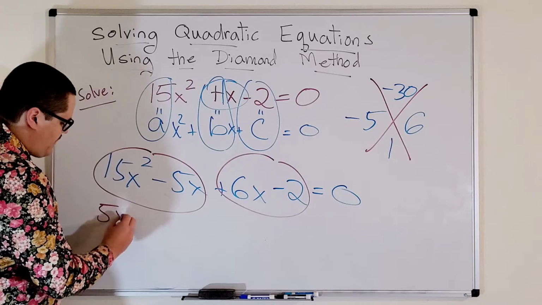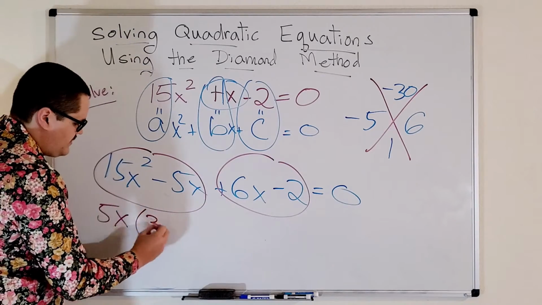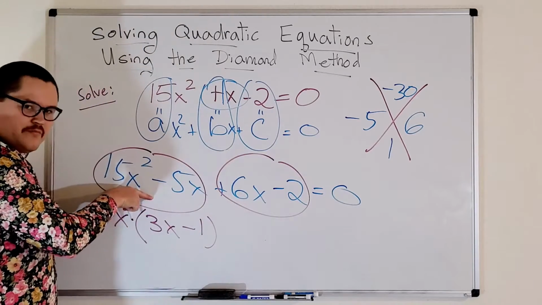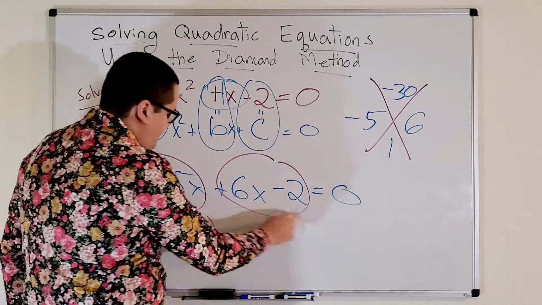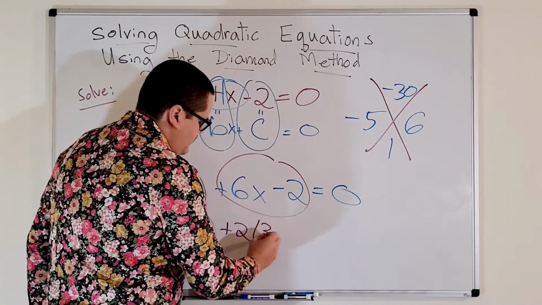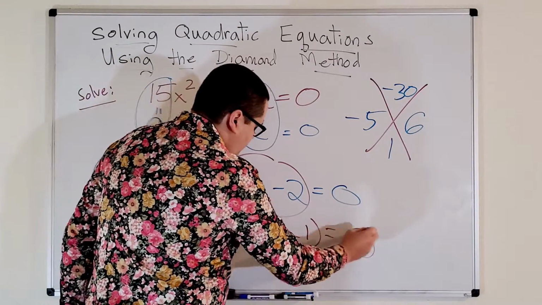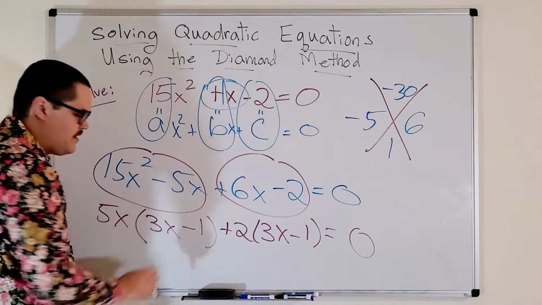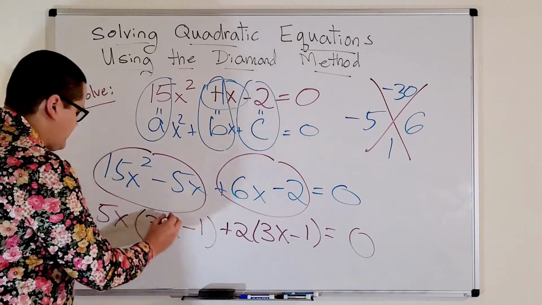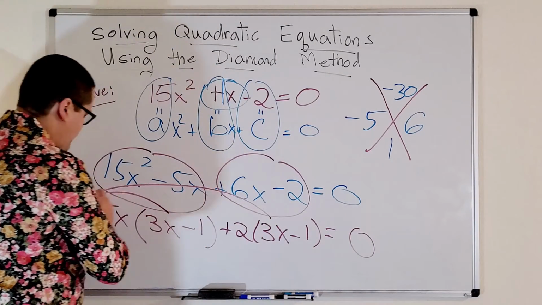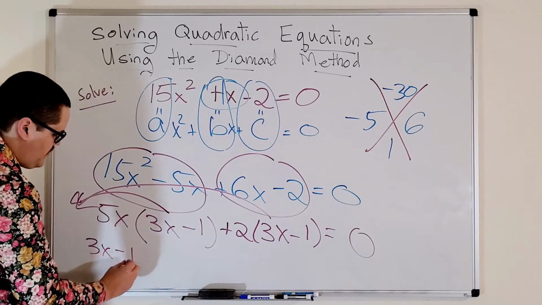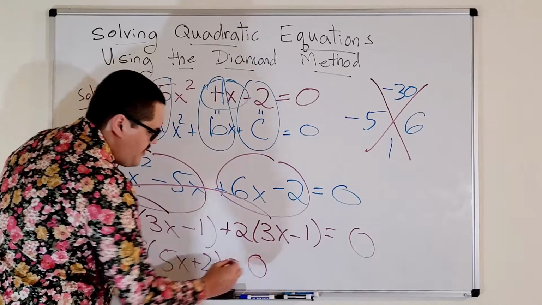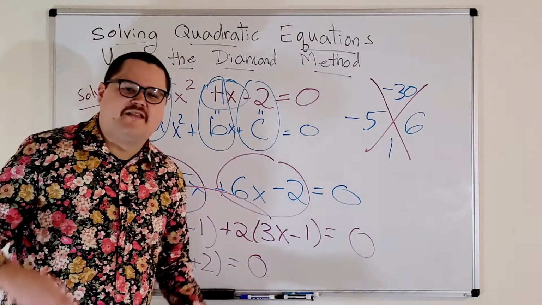So I can factor out a 5x. I'm left with 3x minus 1. You can check that by distributing. Make sure you get this. I'm going to factor out a 2 here, and I'm also left with 3x minus 1. You should always have the same factor in both. Now I can factor out a 3x minus 1 from both of these. I have 3x minus 1 times the quantity 5x plus 2 equals 0. I'll erase this and then we can solve.